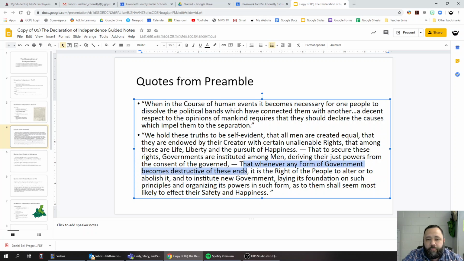"That when any form of government becomes destructive to those ends, it is the right of the people to alter or to abolish it." So basically, when the government becomes the threat to your liberties, it's the right of the people to throw that government off. "And to institute new government, laying its foundation on such principles and organizing its powers in such form as to them shall seem most likely to effect their safety and happiness." Basically, once a government has gone in this direction, it has to be completely reformed in a new way to protect people's liberties, safety, and happiness.